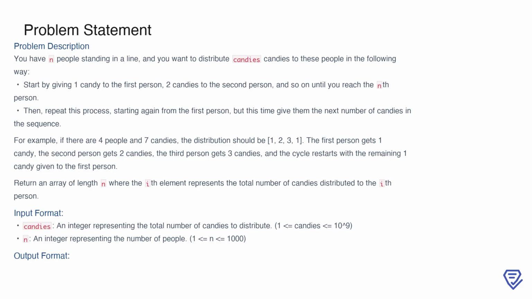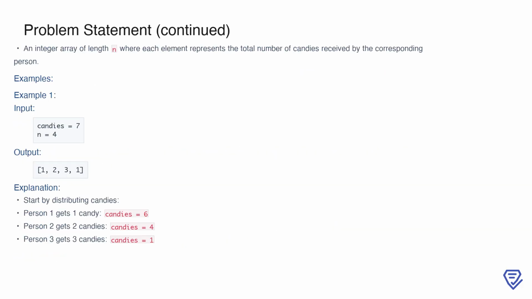The goal is to return an array where each element represents the total number of candies received by each person. The output for this problem is an integer array of length n, where each element corresponds to the total candies received by that person. Let's look at an example to make this clearer.